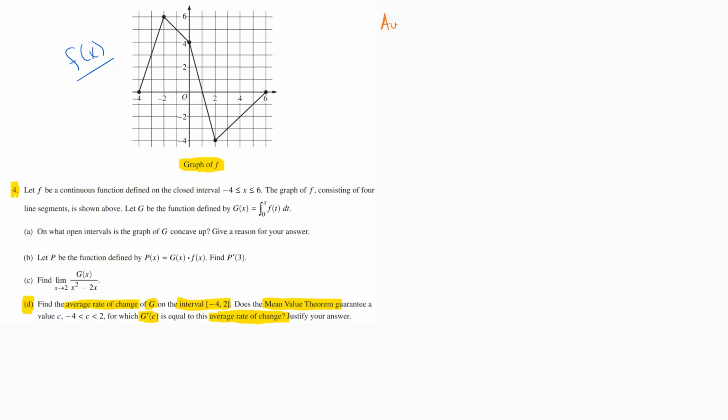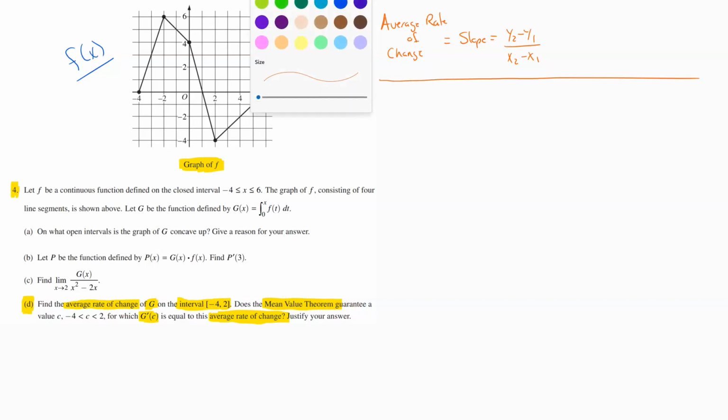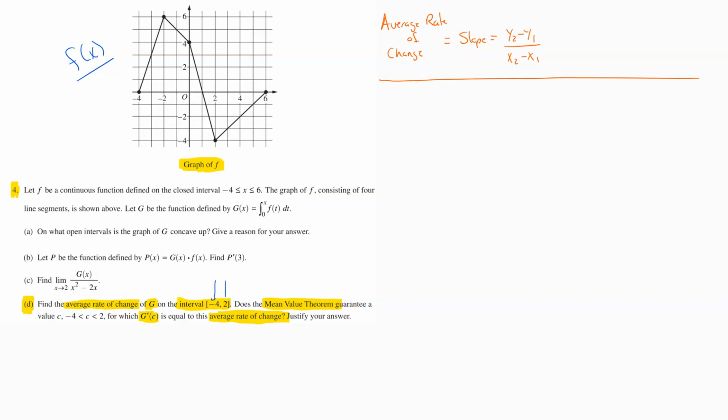So average rate of change, this is something you just got to know. Whenever they say the average rate of change, that's fancy math talk for slope as we've always known it, which is just y2 minus y1 over x2 minus x1. So in order to find this out, they've given me my x values. So I know that x1 is going to be -4 and x2 is going to be +2. Well, I need a y1 value and I need a y2 value. Well, how do I get y values?